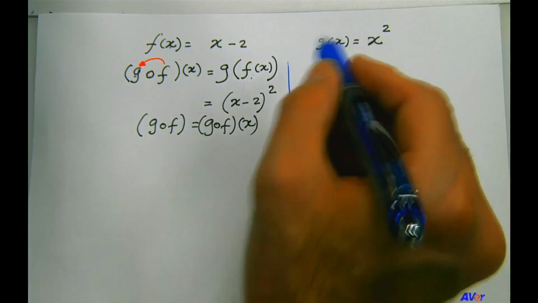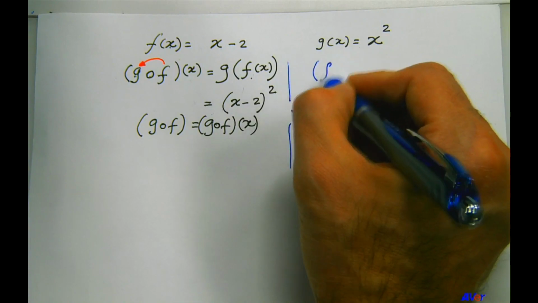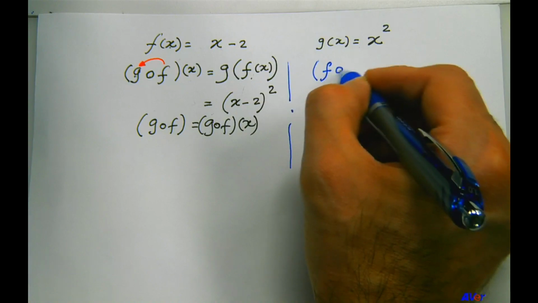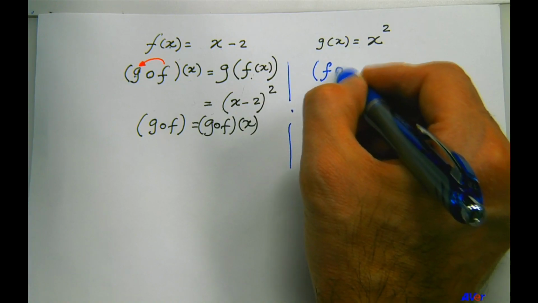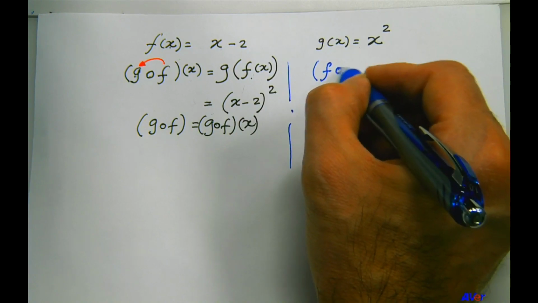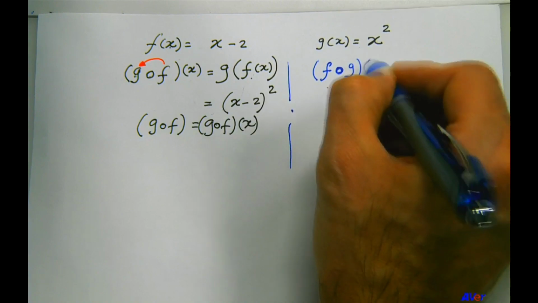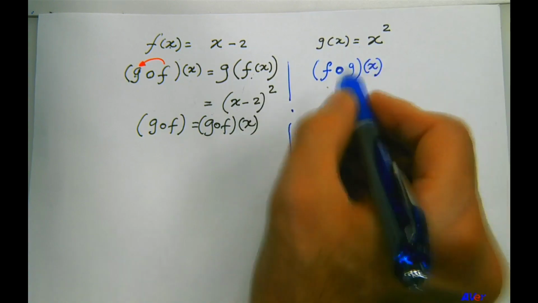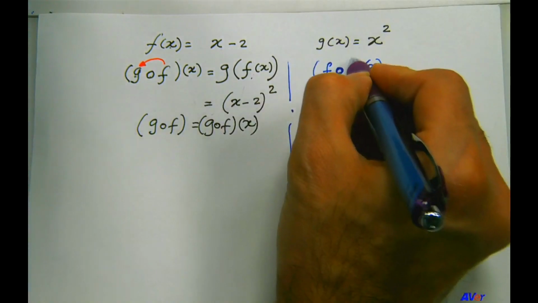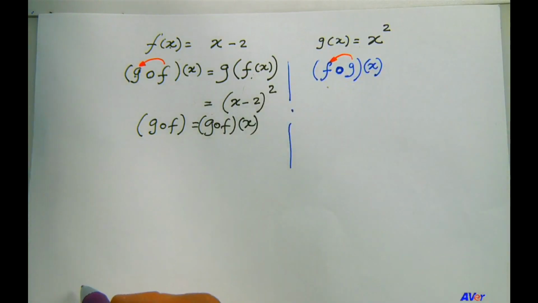So if g is going inside f, then f comes first, then the hollow circle, or the composition function notation. That's a hollow circle, not an O, just a little circle like that. And then g of x. So now g is the function that comes second. The second function always gets replaced inside the first function.